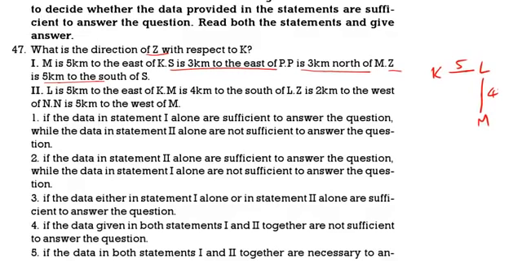N is 5 meters to the west of M. So here we are having N. Z is 2 meters to the west. Here we are having Z. So we are getting the answer by using the second also. What is the direction of Z with respect to K? So by using either 1 or 2 we are getting the answer. So either 1 or 2 is the correct choice.